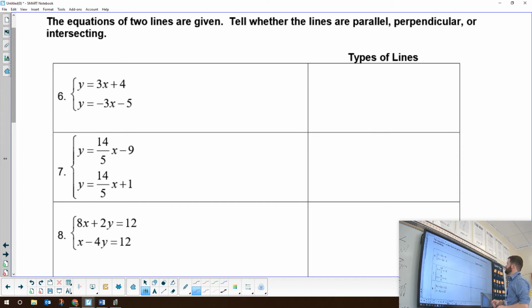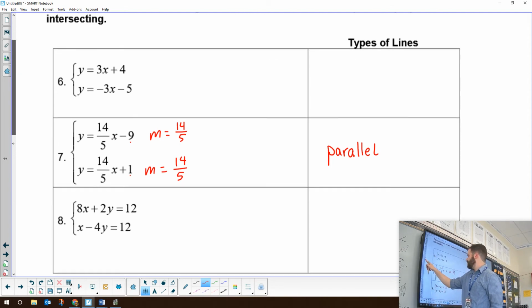It says, tell whether the lines are parallel, perpendicular, or intersecting. So number 7, we're going to look at the slope. So what's my slope for this one? It is 14 over 5. What's my slope for this one? It is also 14 over 5. So then we'll look, oh, they have different y-intercepts. So they're not coinciding. They're not the same line. But they have the same slope, so these are parallel.